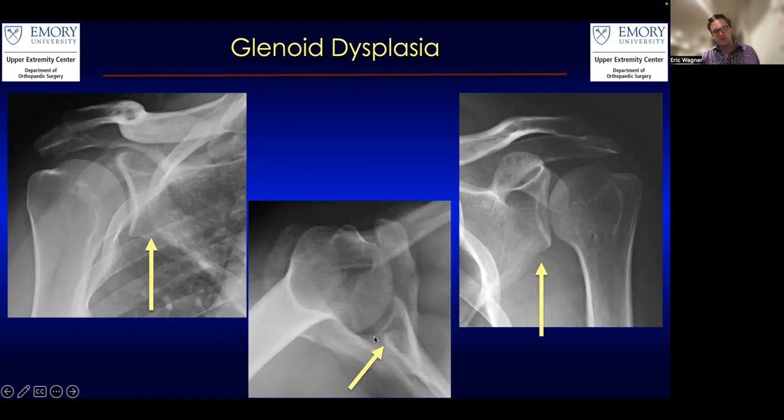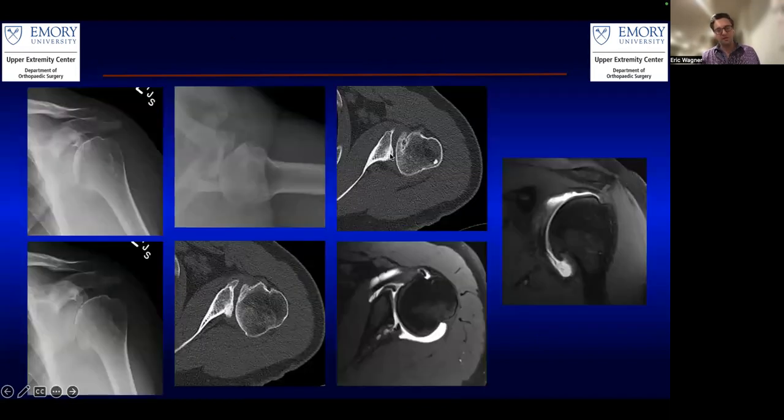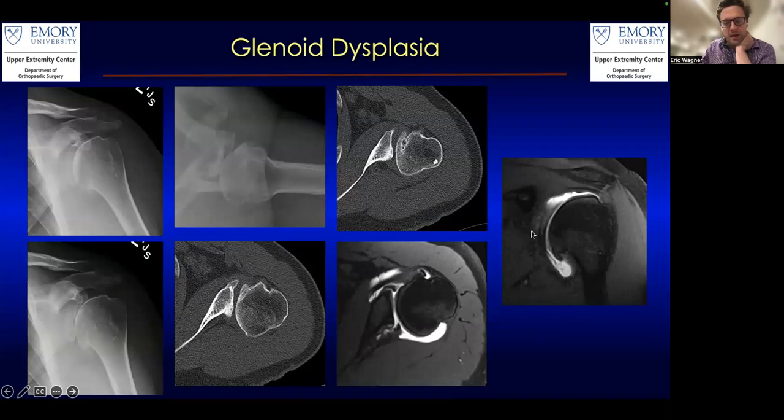Another sign is there's almost an oval shape of the glenoid. Here, this is a good example. Sort of an oval shape of this glenoid, and sort of oval shape here of this glenoid. And so you can see the narrowing here. You can see this oval shape of this glenoid here. And you can see the loss of the neck here. These are all examples of dysplasia, or pretty significant glenoid dysplasia.